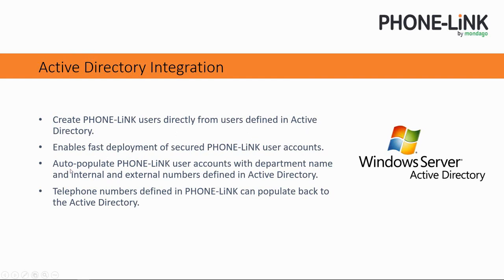And what happens is the information from the department name and any internal and external phone numbers as they're set up in the Active Directory get automatically populated into the PhoneLink user information. This integration, however, is bidirectional, so you can not only go from Active Directory to PhoneLink, but you can send the information back in the other direction as well, so from PhoneLink to Active Directory.